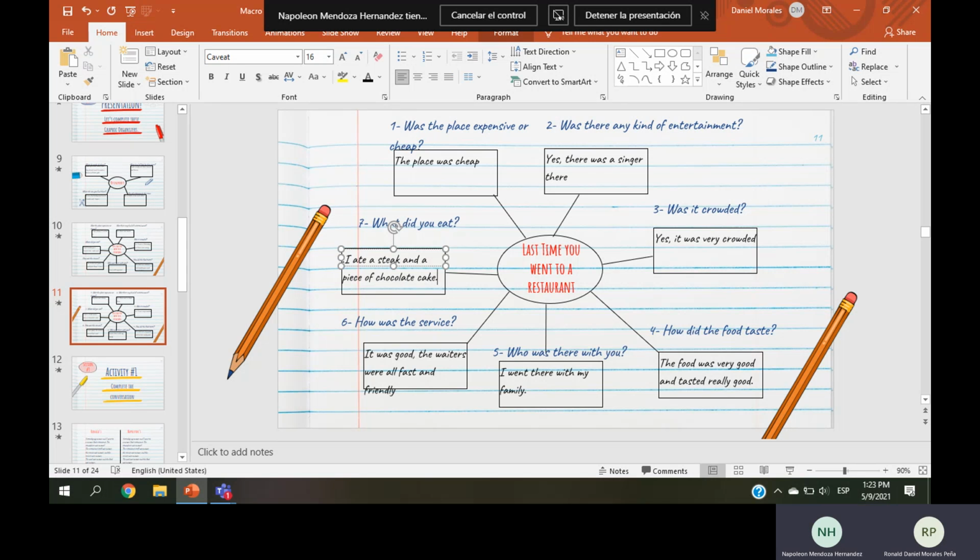So basically, the last time you went to a restaurant, the place was cheap and there was a singer there, right? Yes, teacher. And also, it was very crowded. And the food was very good and tasted really good, right? And you went there with your family. And the service was good because the waiters were all fast and friendly. And also, you ate a steak and a piece of chocolate cake, right? Correct. Okay, so this concludes section number 2.